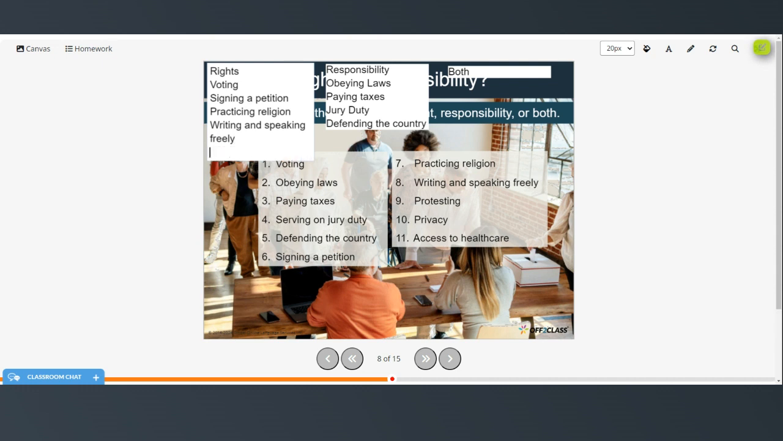Privacy would be a right. And access to health care would be a right.